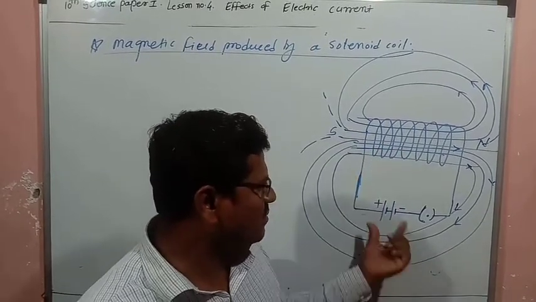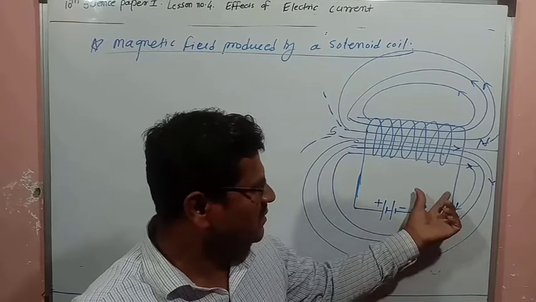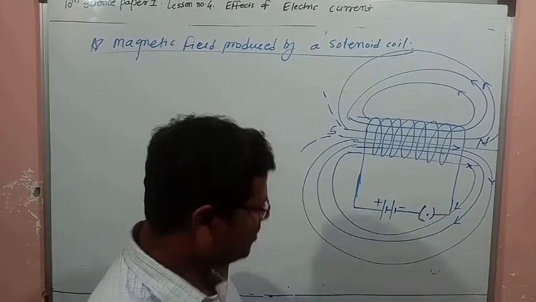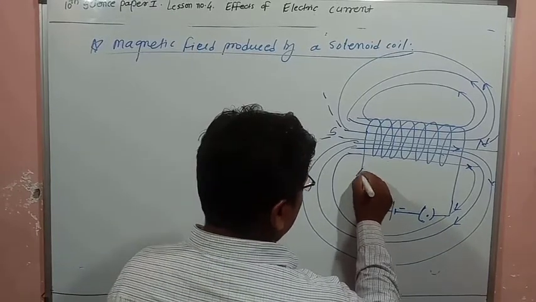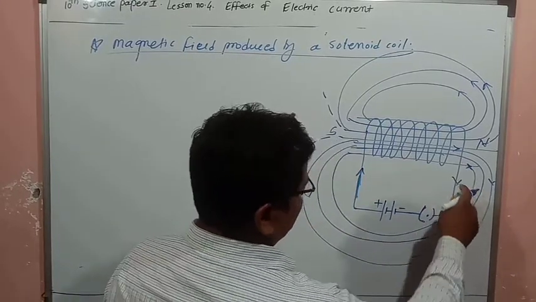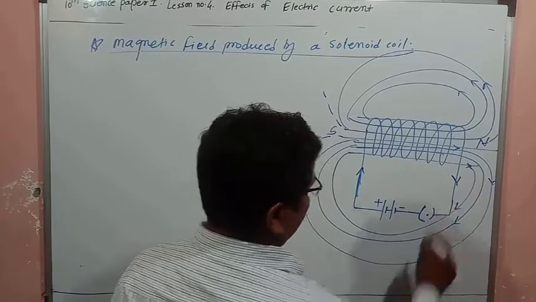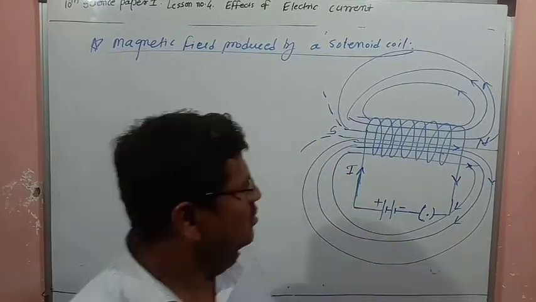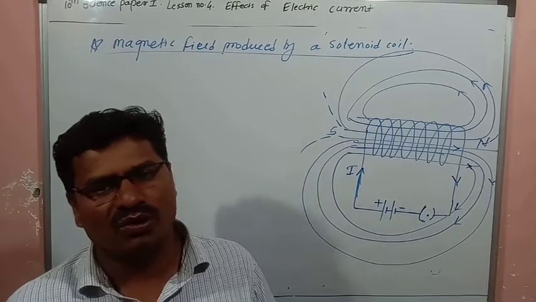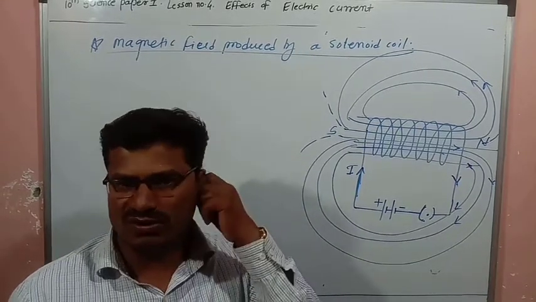So here the solenoid coil is there, battery is there, connecting wire is there. The conventional direction of the current is from positive to negative. Conventional direction of the electric current will be I. So what will happen, or what is the explanation of this one?